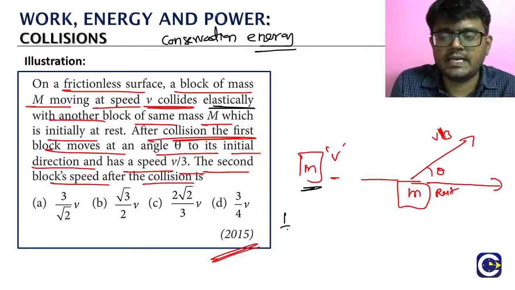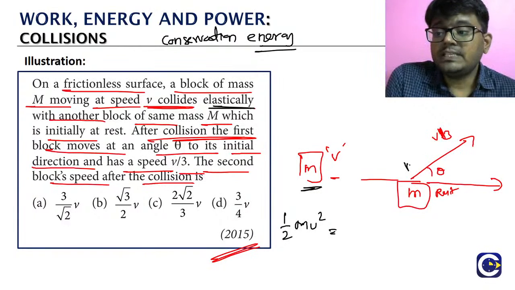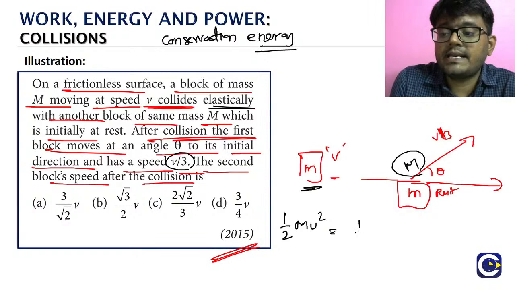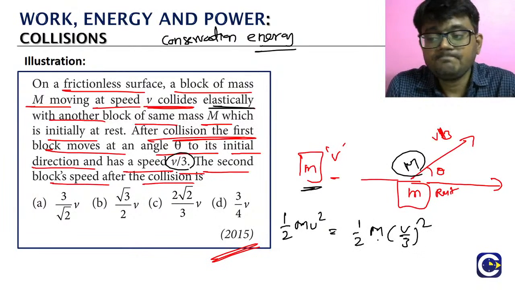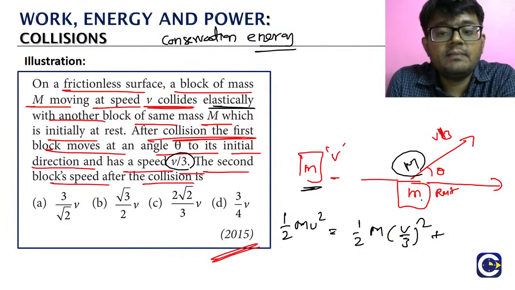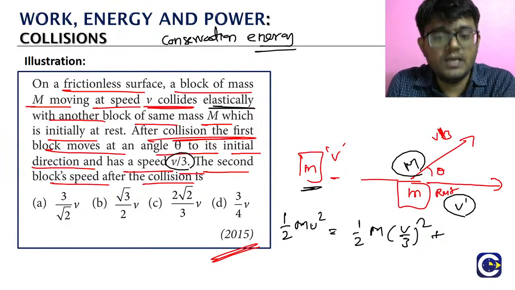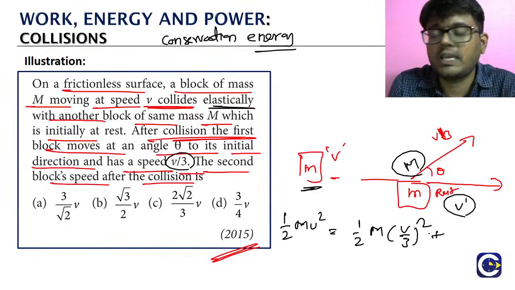So what is the kinetic energy? Half into m into v square is equal to, after the collision, the initial mass is going with speed v by 3, so its kinetic energy is half into m into (v by 3) the square. The second mass, which is initially at rest, let its velocity be v dash. We need to find that, the second block's speed after the collision. Let us take it as v dash.